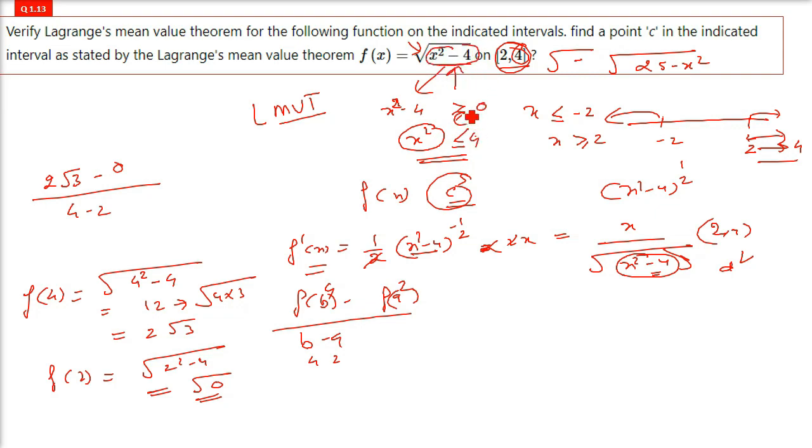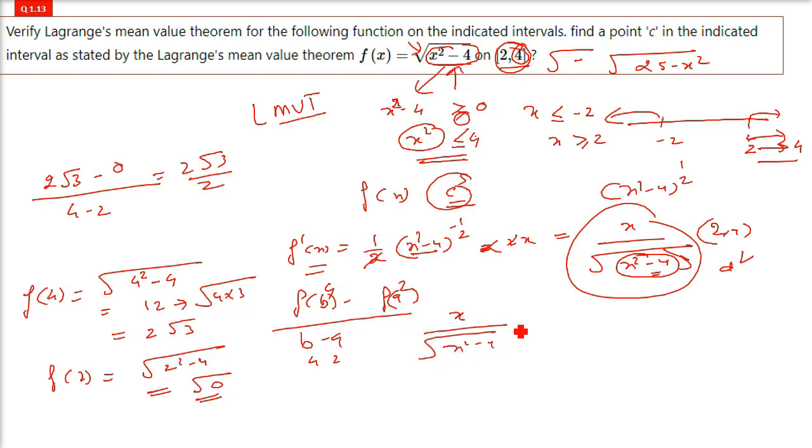Now we have two things, f(b) minus f(a) by b minus a, and we have the differentiation also, which we have already done, x by under root x square minus 4. Let us equate it with this one, and then you have to solve it. We have x by under root x square minus 4. You can equate it with root 3. And then just multiply cross. x is equal to root 3 into root x square minus 4. Then x square will be equal to 3 times x square minus 4. x square will be equal to this, multiply it.